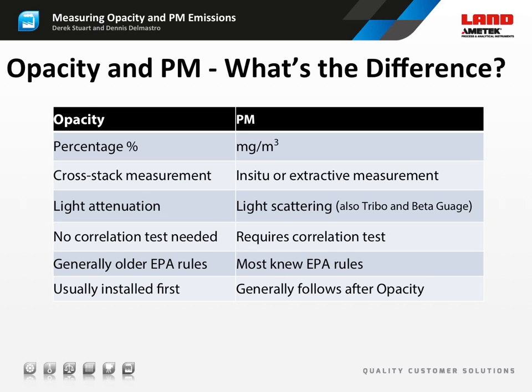Now, opacity regulations are pretty old, while PM regulations are fairly new. And finally, opacity is usually the initial regulation of an emission source, which then tends to give way towards PM regulatory limits.